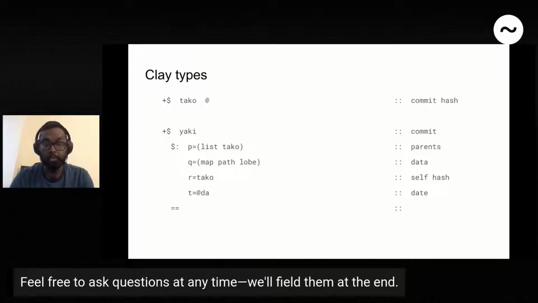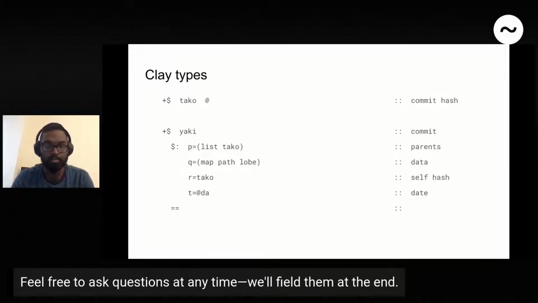And so here are some more interesting types, taco and yaki. These are the Clay types that define what commits are. A taco is just a commit hash, so that's what was stored in the dome. And a yaki is the actual commit itself. So it has parents, some tacos, some data, its own hash, and also a time. For our purposes, we can think of tacos and yakis as interchangeable.